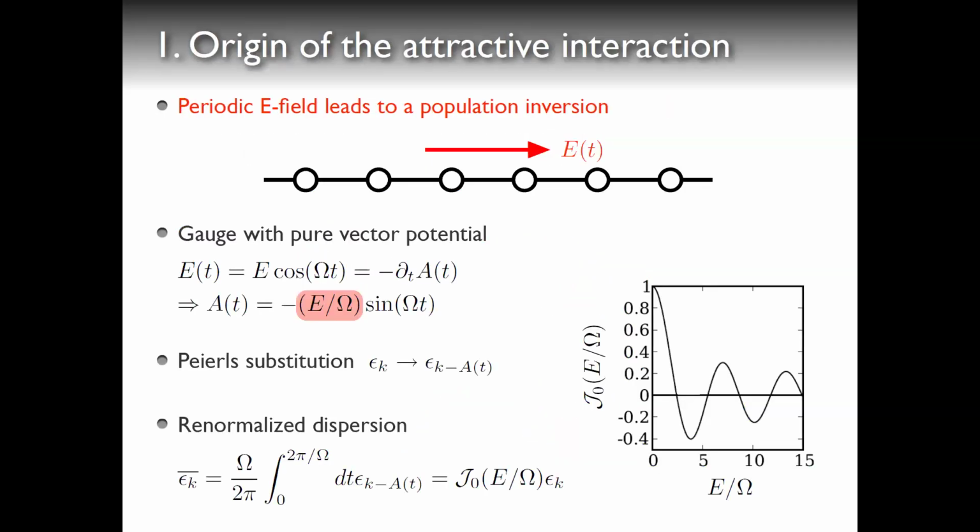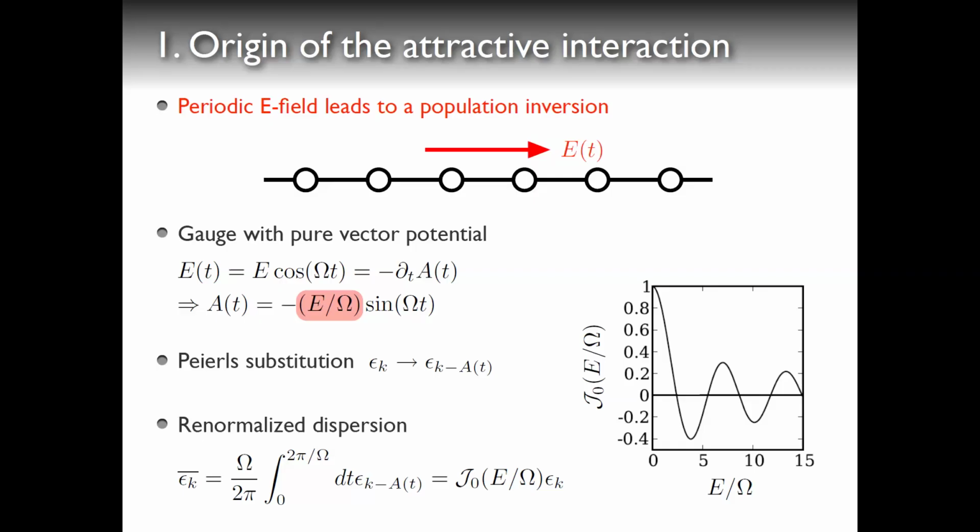Now, how does this come about? This we can explain by looking at the one-dimensional system with a field pointing along this chain. So let's assume the field has this cosine form with amplitude E and frequency omega, then the vector potential from which this field is derived has a sine form with this prefactor E over omega, and that's why this ratio of E over omega plays an important role in this analysis.